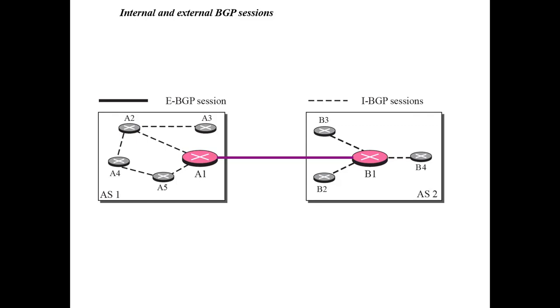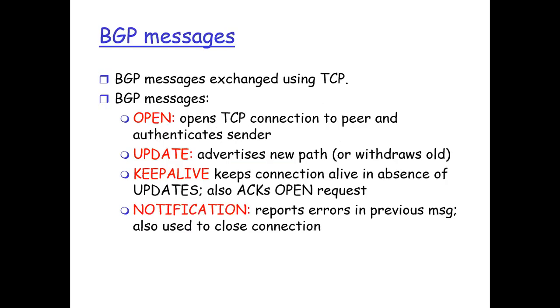So here the dotted line represents how the data communication process works within the autonomous system. The thick line represents how information is exchanged between the autonomous systems. So here these are border gateway protocol messages.